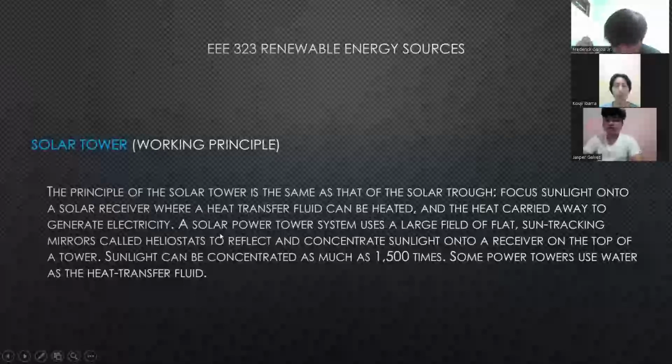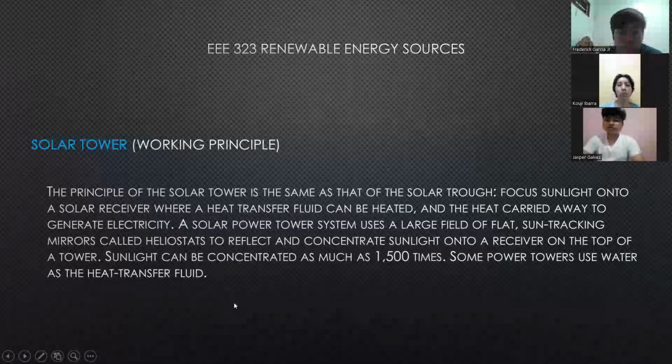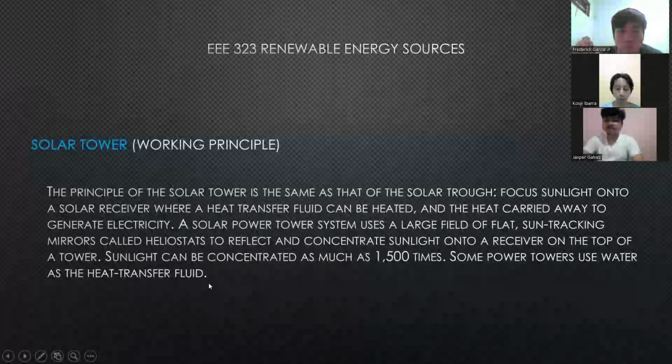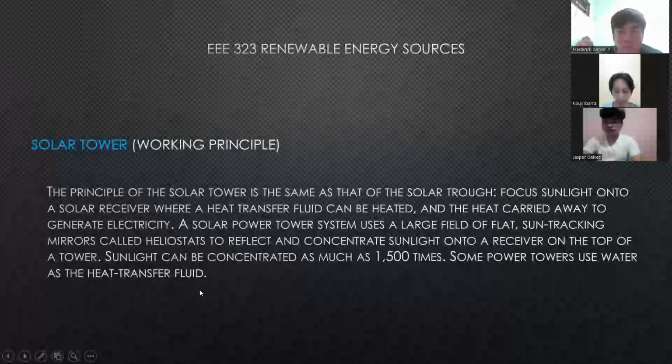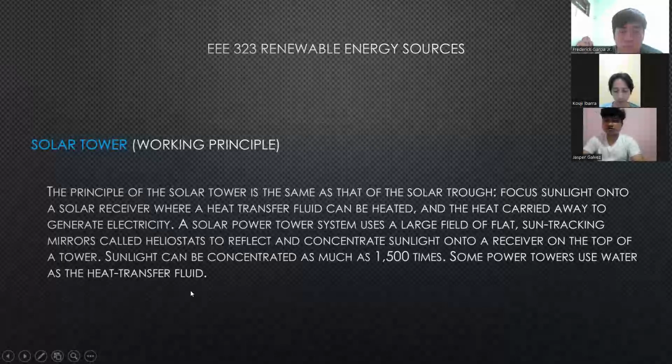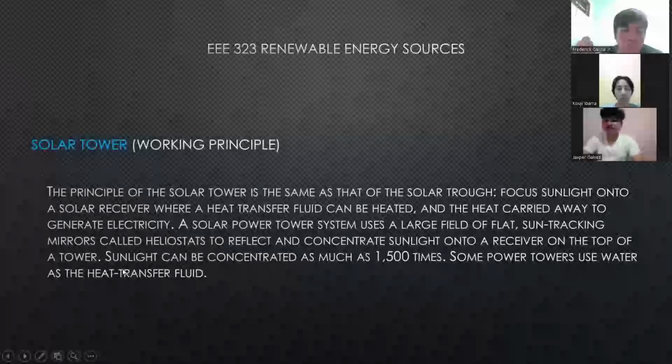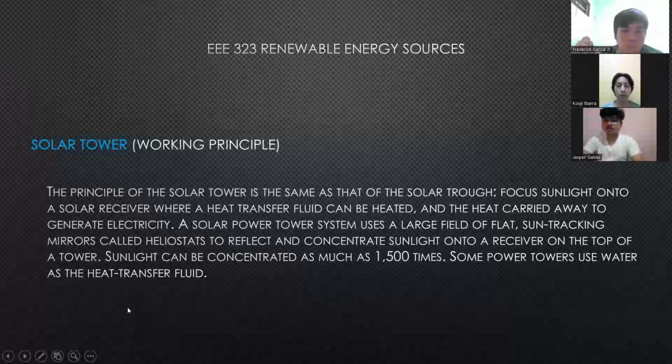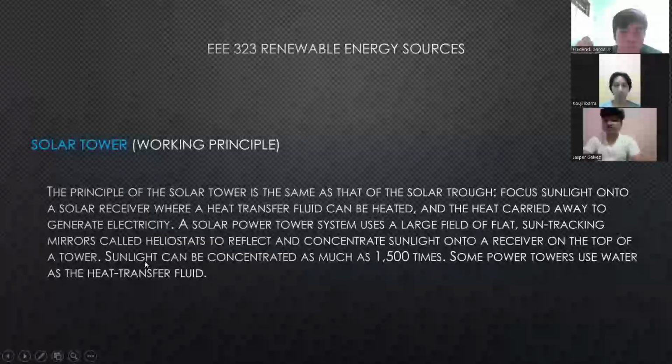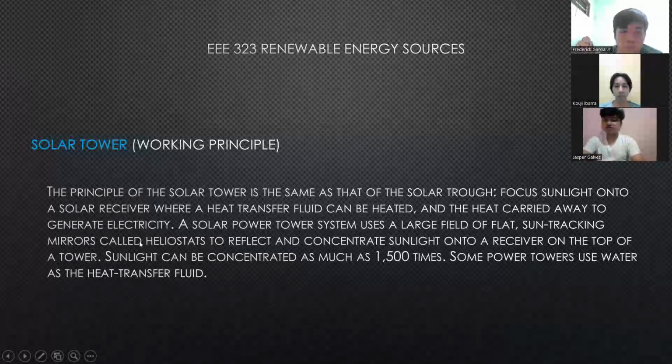So, solar tower working principle. The principle of the solar tower is the same as that of the solar trough: focus sunlight onto a solar receiver where a heat transfer fluid can be heated, and the heat carried away to generate electricity. The solar power tower system uses a large field of flat, sun-tracking mirrors called heliostats to reflect and concentrate sunlight onto a receiver on top of a tower. Sunlight can be concentrated as much as 1,500 times. Some power towers use water as the heat transfer fluid.